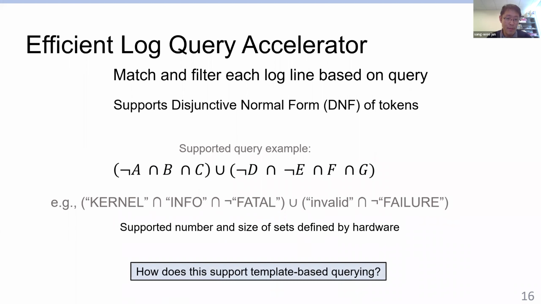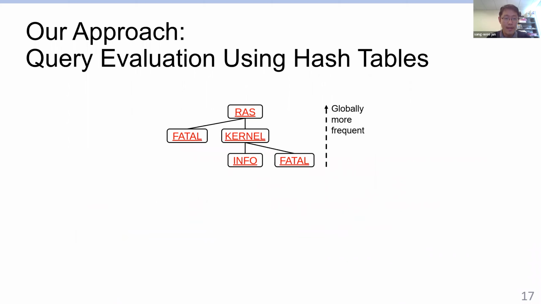So we built this accelerator. The question is, how does this accelerator, which looks very different from the tree traversal workload that I've just talked about, support template-based filtering, template-based querying? And this is how these two things are reconciled. Given a frequency template tree, each path from the root to each of the leaves can be encoded as an intersection set.